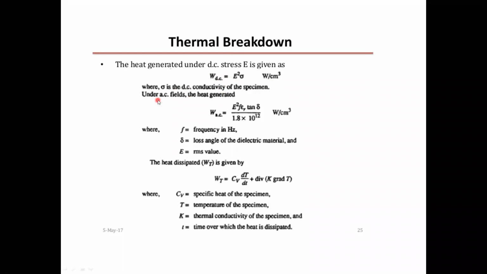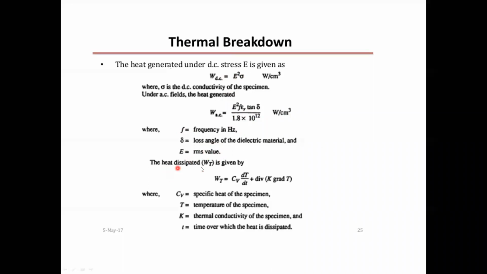Under AC, W_AC is equal to E square into F into epsilon r tan delta by 1.8 into 10 to the power 12 watts per centimeter cube. So because of DC it is E square into sigma, and for AC it is E square into F into epsilon r into tan delta by 1.8 into 10 to the power 12. Here F is called frequency, delta is called the loss angle of the dielectric material, and E is called the RMS value of the supply voltage.